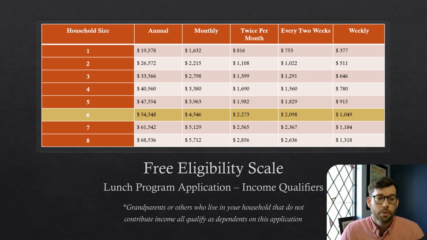Similar to the reduced eligibility scale, the free eligibility scale has its own numbers associated with annual to weekly income. In this example, look at a household size of 6. Annual income is $54,000 or less, whereas weekly income is, again, approximately $1,000 or less. The numbers matter, and it may matter depending on your household income. Again, keep in mind anyone who lives in your household who does not contribute income can be counted as a dependent on this application.